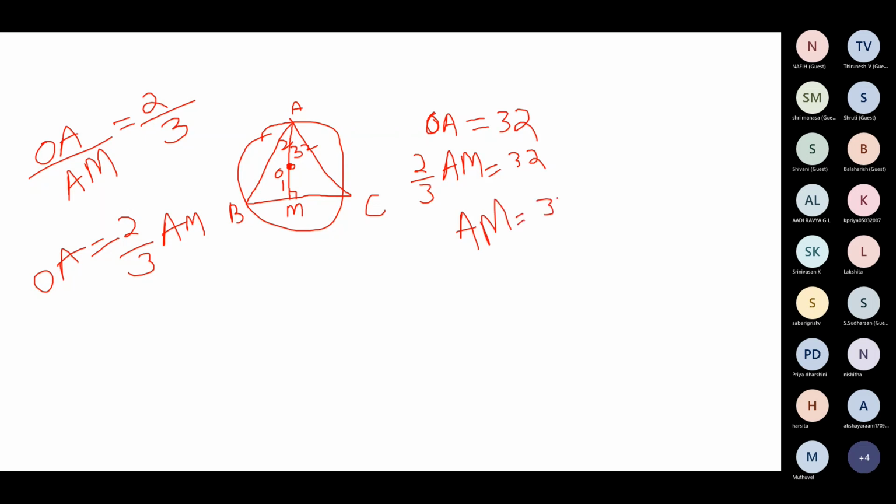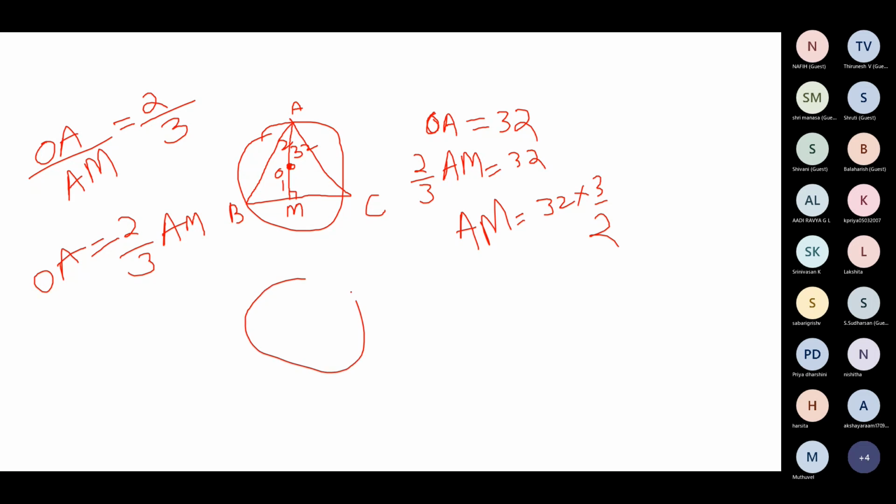On working this, AM is equal to how much? 32 into 3/2. Yes or no? So what's the answer? 48. 16 3s are 48. The length of the altitude. AM is altitude. So the length of the altitude is 48 centimeters. You can also use trigonometry, children.